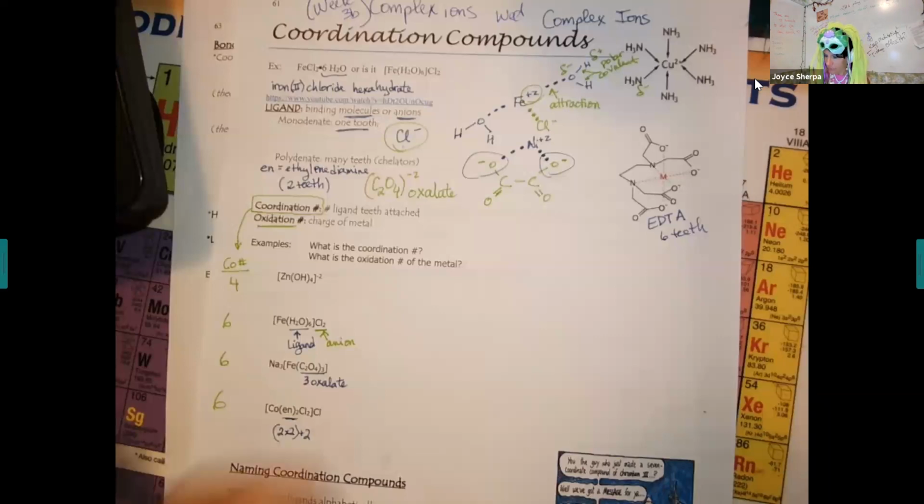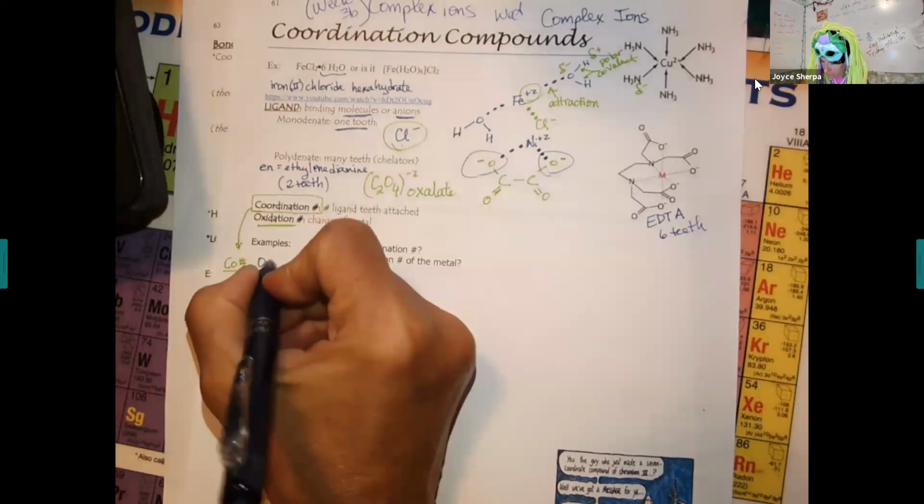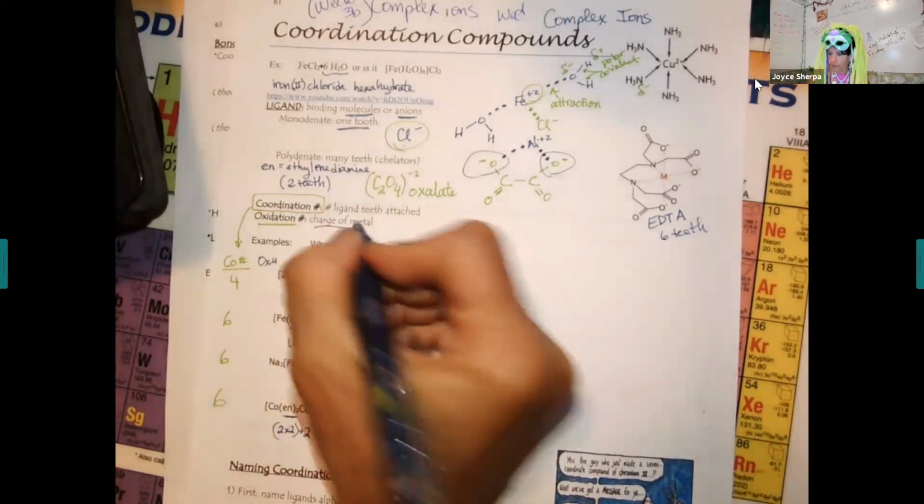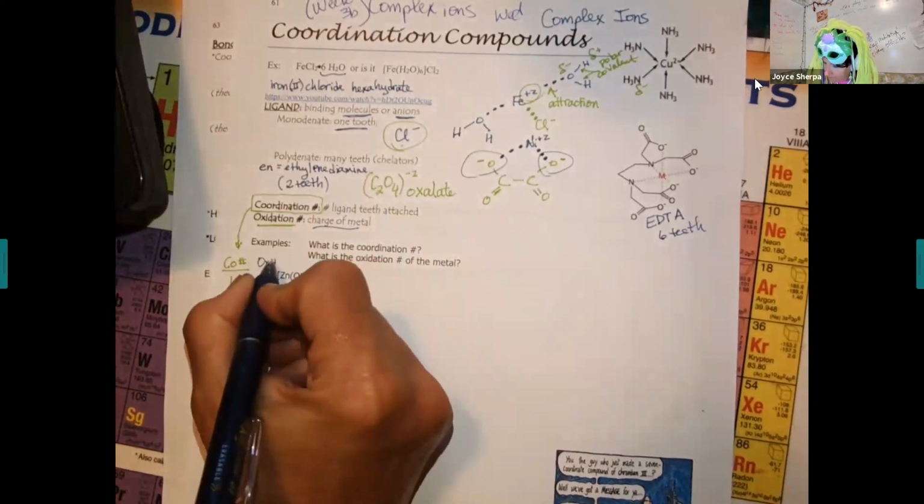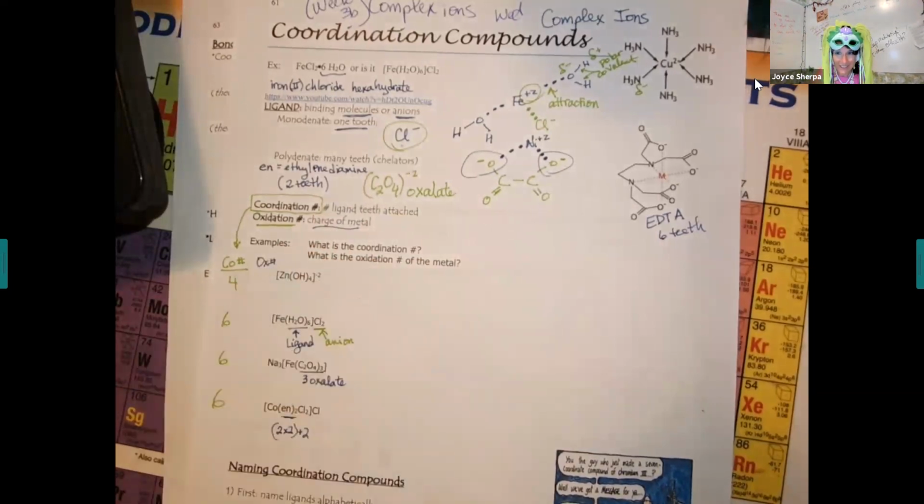The oxidation number is the charge of the metal. The oxidation number is part of the name. So we said iron 2, copper 2, lead 2. That Roman numeral 2 is the oxidation number. We actually have to figure these out.